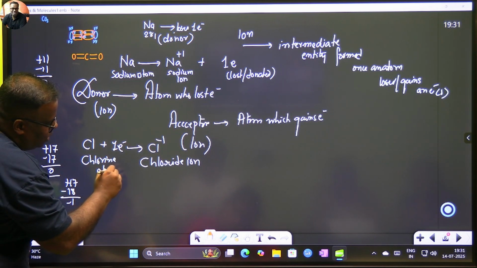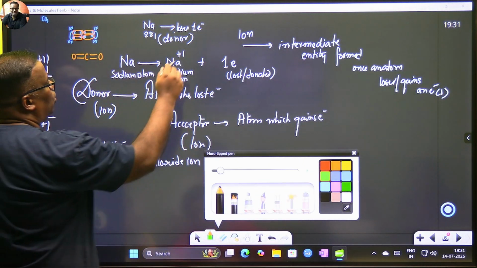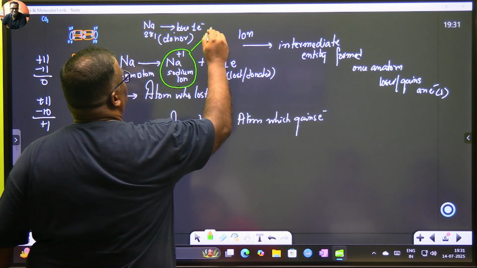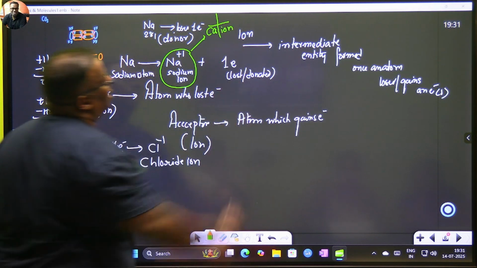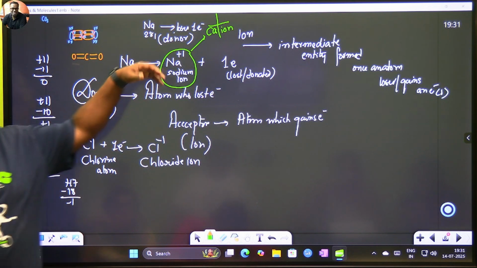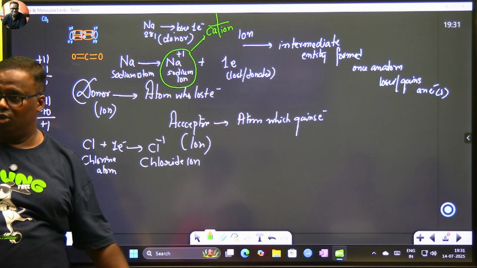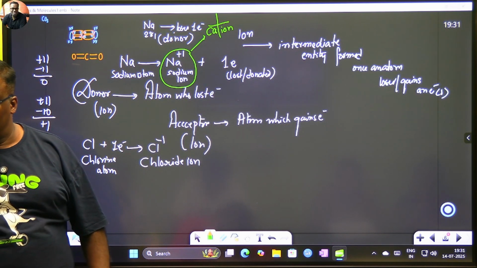Have you understood? Ions which are having positive charge on them are known as cations. We write them like this so that you never mistake. The T should be written like a positive sign so that you never have confusion. These are known as cations. A cation is an ion which is formed after an atom has lost an electron.